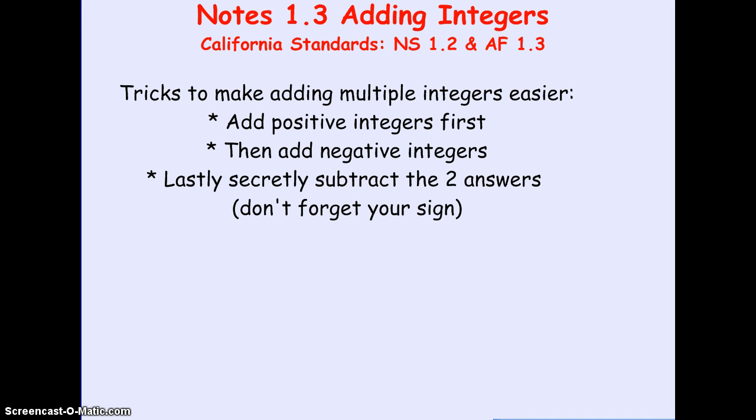Some tricks that you may want to write down, but you don't have to. To simplify your steps, you want to add all the positives together, then all the negatives, and lastly you want to secretly subtract. Okay, so if you've got a bunch of negatives, a bunch of positives, take care of them separately, then you can secretly subtract.